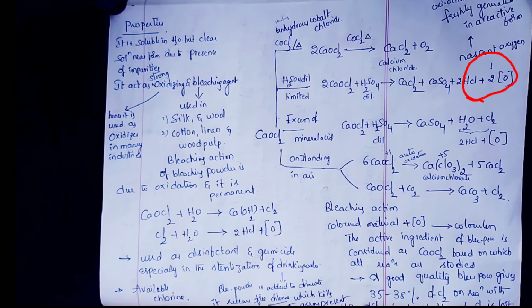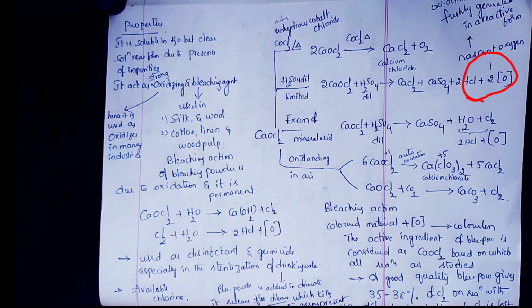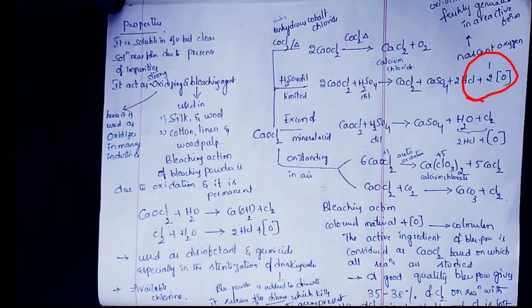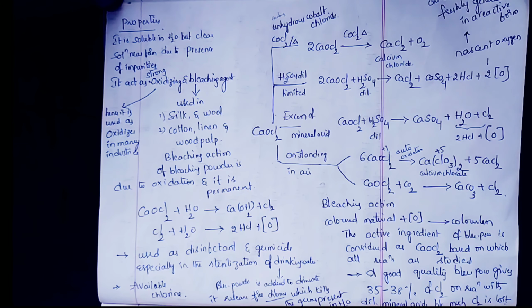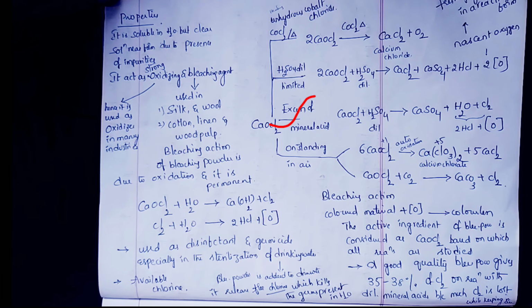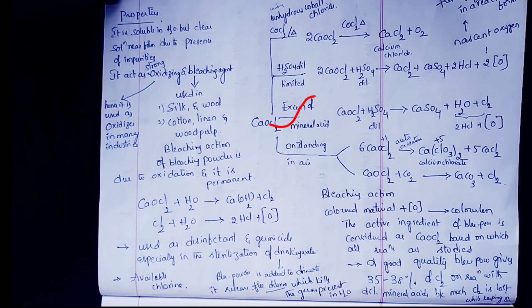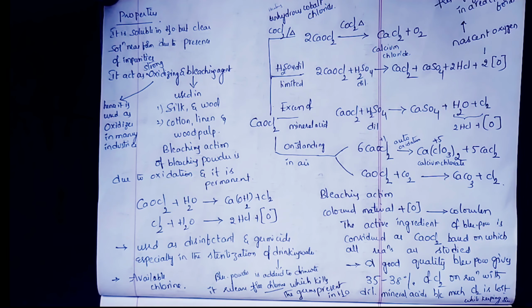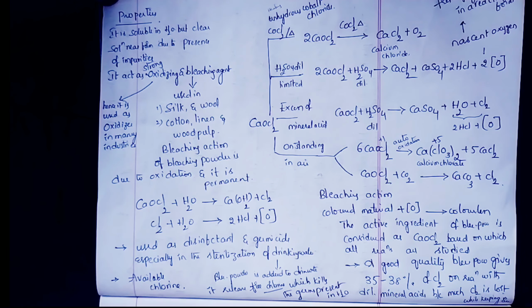This is nascent oxygen. Nascent oxygen means freshly generated in a reactive form. So it acts as an oxidizing agent. Reaction with excess of mineral acid. Bleaching powder reacts with dilute sulfuric acid. It gives calcium sulfate, hydrochloric acid and nascent oxygen.